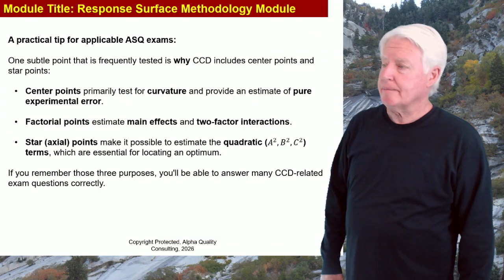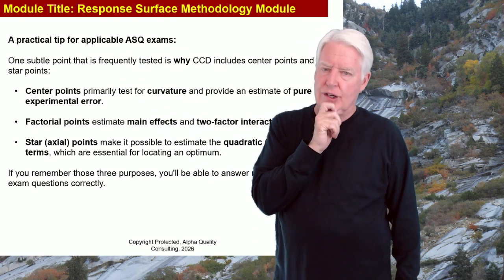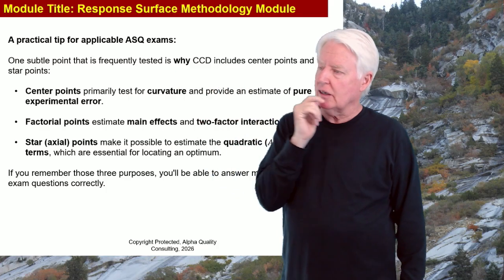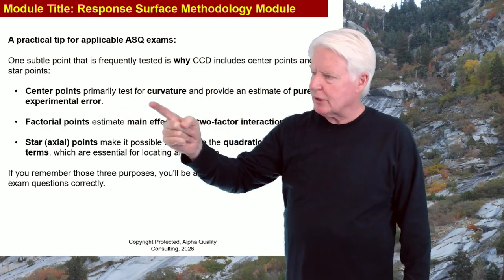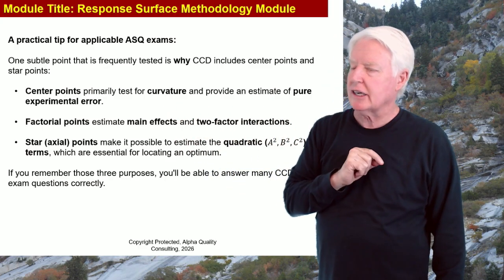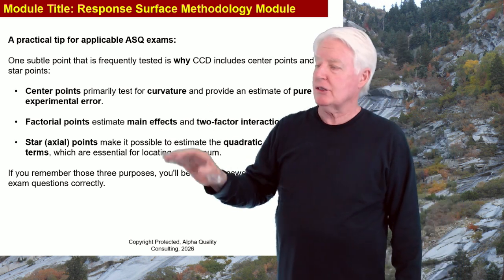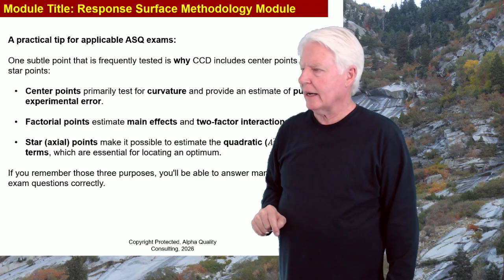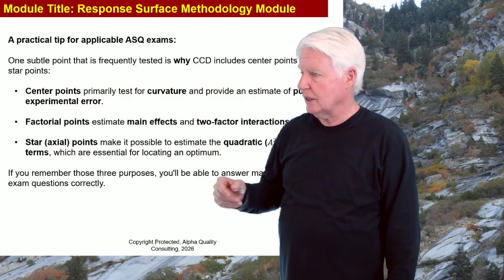So that's a summary. A practical tip for applicable ASQ exams. One subtle point that is frequently tested is why CCD includes center points and star points. Center points primarily test for curvature and provide an estimate of pure experimental error. Okay, that's one of them. If you know these 3 things, you're going to get most of the test questions correct as it applies to CCD, or response surface methodology.